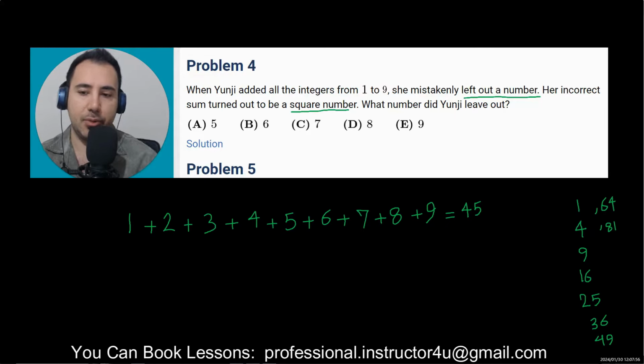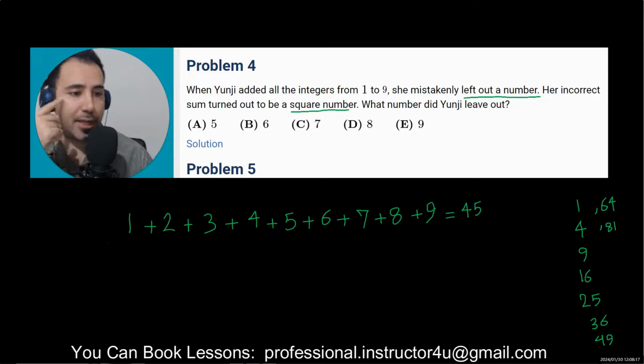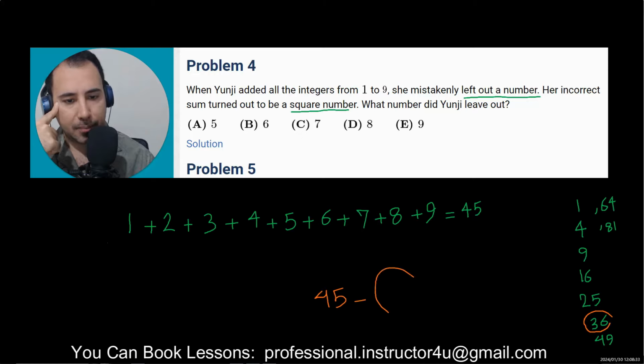If I mistakenly don't write 5, my sum becomes 45 minus 5, 40, right? So you just have to ask yourself, okay, we want to create one of these square numbers. So 45 minus which number becomes, can it be 49? No. This is 36. You have to ask yourself, 45 minus which number is actually 36? The answer here is 9.